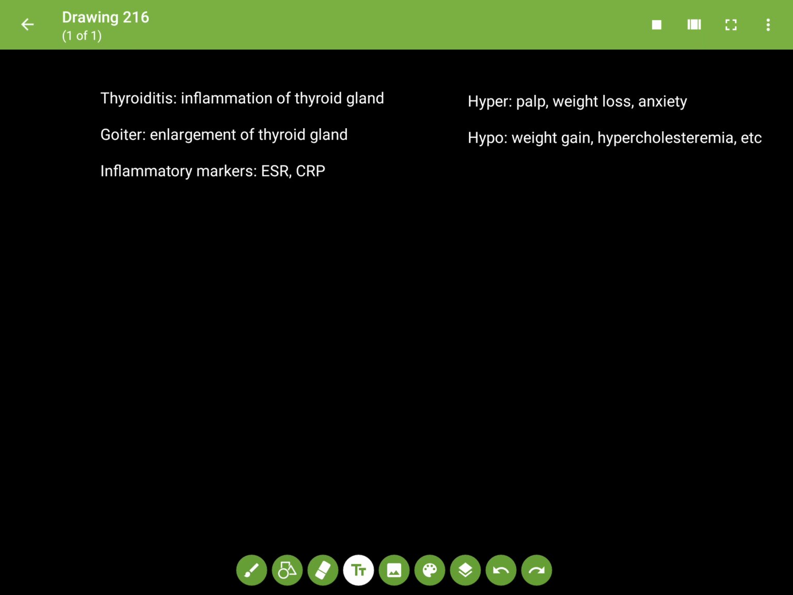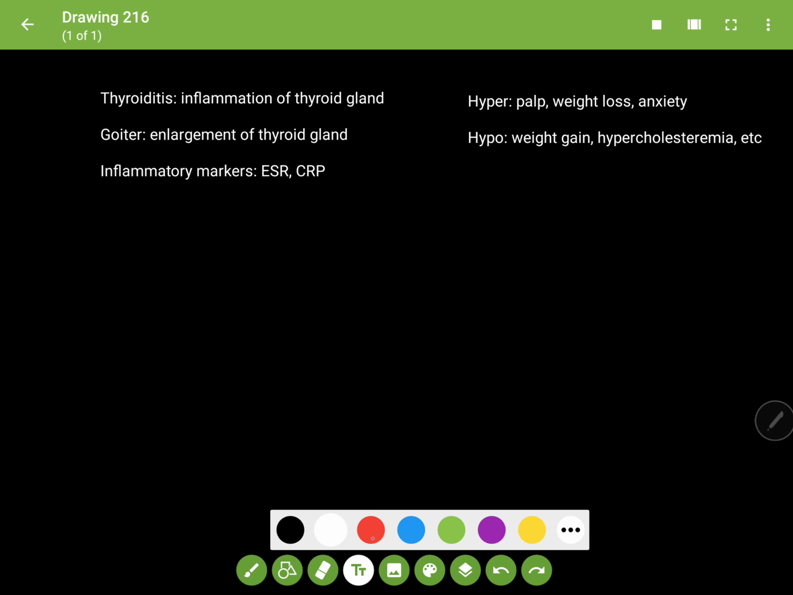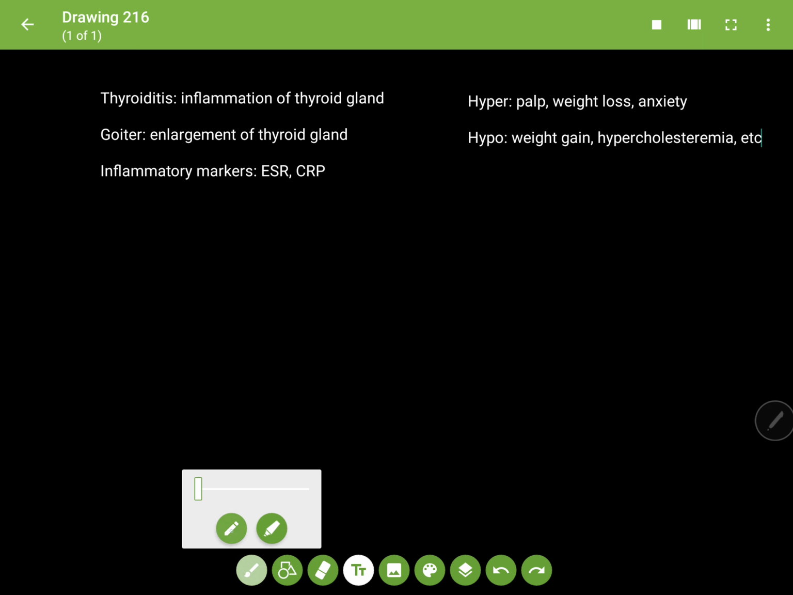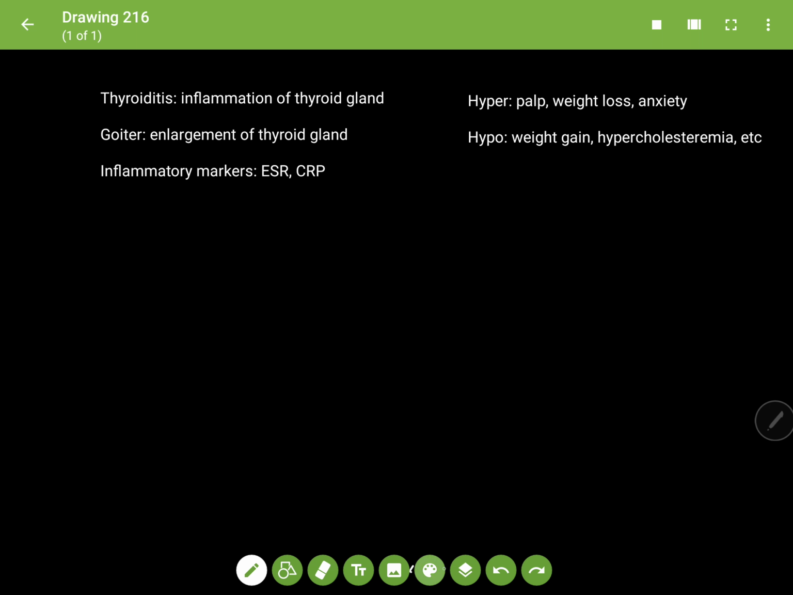Before I start off with my classification and diagrams, I'm just going to go over a few quick definitions. Remember that a thyroiditis is an inflammation of the thyroid gland, and sometimes, not always but oftentimes, associated with an enlargement of the thyroid gland called a goiter. When we talk about inflammatory markers in thyroiditis, we're focusing in on the ESR and the CRP.